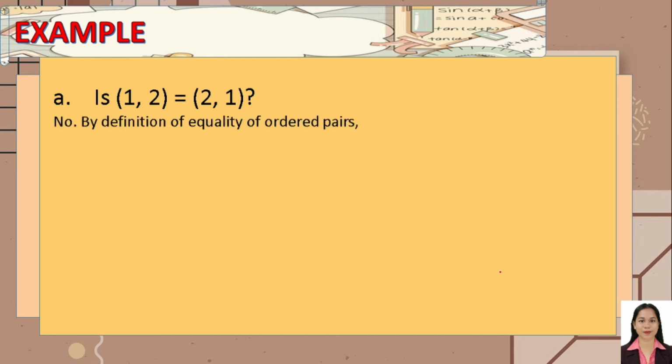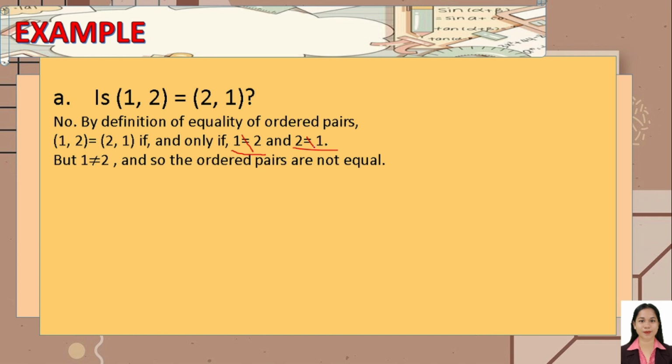So no, because by definition of equality of ordered pairs, the ordered pair (1, 2) is equal to the ordered pair (2, 1) if and only if 1 is equal to 2 and 2 is equal to 1. So as you can see, they are not equal. So 1 is not equal to 2, so the ordered pairs are not equal.